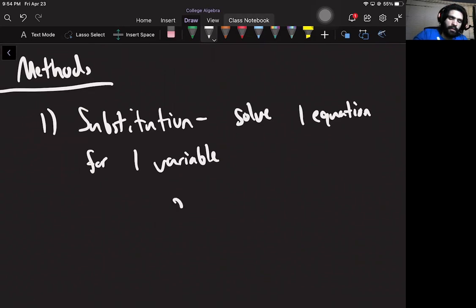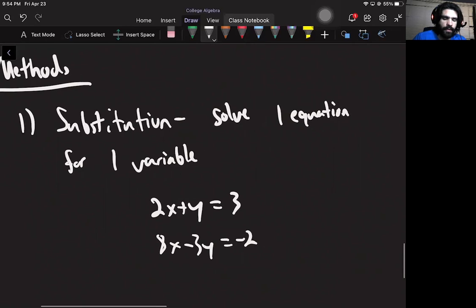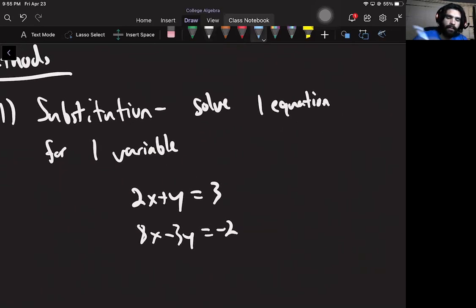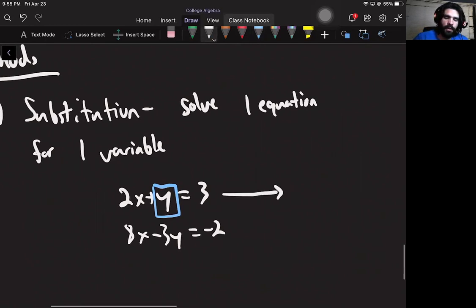Let me just rewrite the equations down here. Sometimes I'll leave out that bracket because it just sort of gets in the way, and I'll just write it something like this. Okay, so this is the system. What we're going to do is solve one of the equations for one variable, and you want to choose wisely. It would be easiest to solve for this y in this first equation, because all you got to do is subtract 2x from both sides.